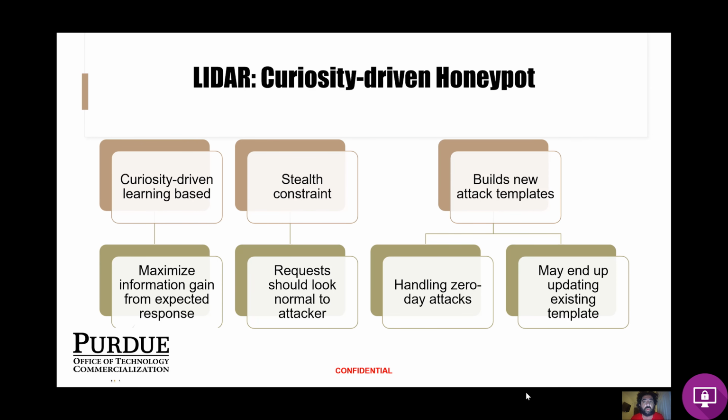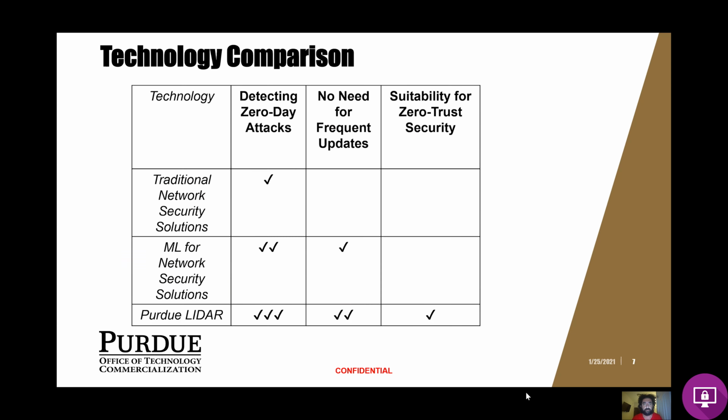The other distinctive feature is what we call the curiosity-driven honeypot, which relies on a new mechanism in machine learning called curiosity-driven reinforcement learning. The goal is the same as curiosity in humans: to maximize the information gained from expected responses. We lure the attacker into a honeypot. We have a stealth constraint, so any traffic we issue in the honeypot looks normal to the attacker, and at the same time we are collecting information about the attacker. That helps us handle these intelligent attackers as well as zero-day attacks that we have not seen before at the time of training the machine learning models.